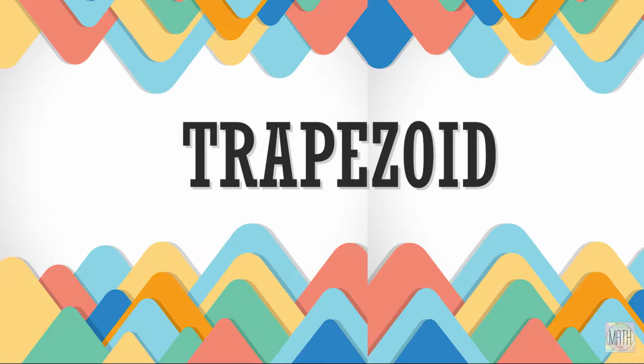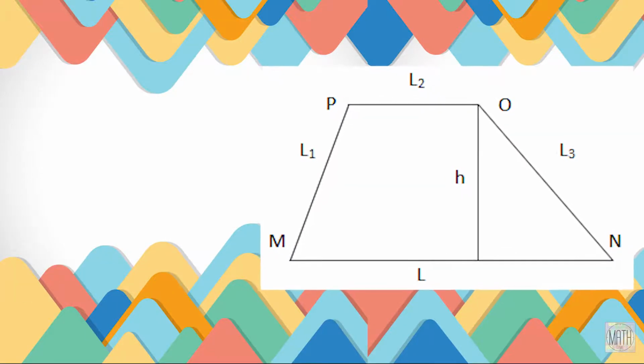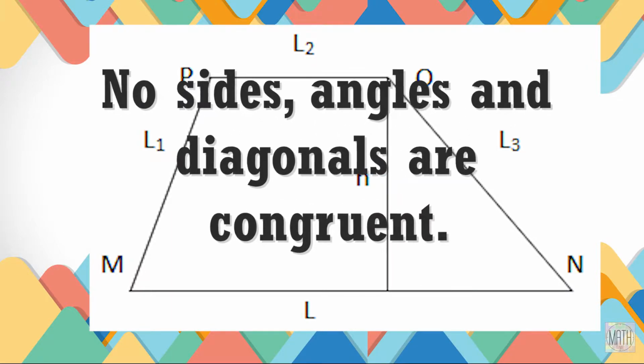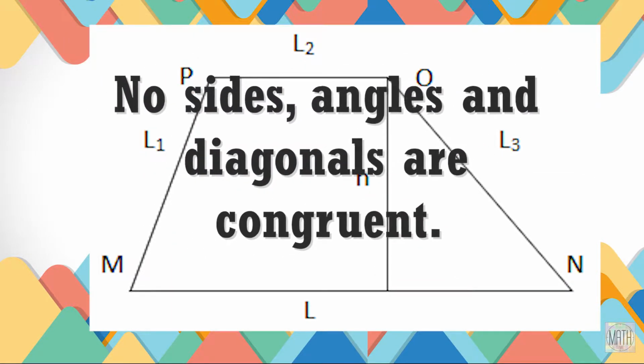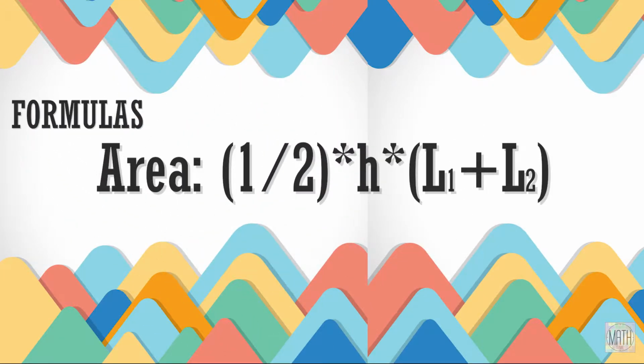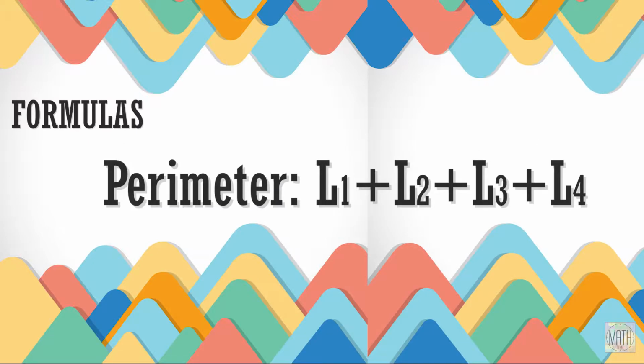And lastly, the trapezoid. A trapezoid is a quadrilateral with only one pair of parallel sides. Properties to consider are the following. The bases of the trapezoid are parallel to each other. No sides, angles, or diagonals are congruent. And don't forget its formulas. Area is equal to 1/2 times height times length sub 1 plus length sub 2. Perimeter is equal to length sub 1 plus length sub 2 plus length sub 3 plus length sub 4.